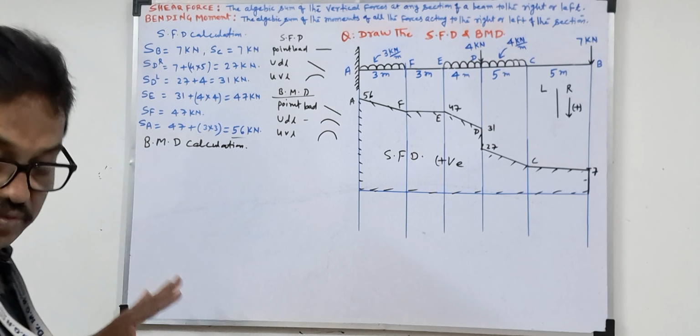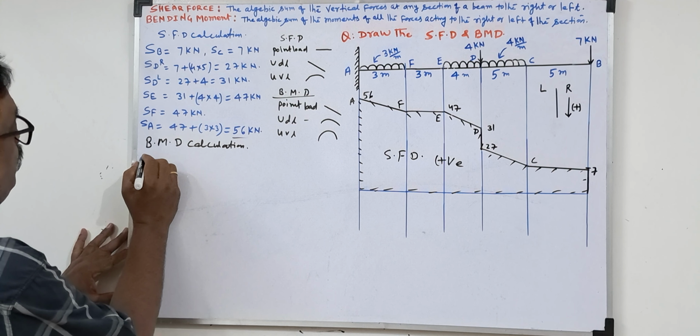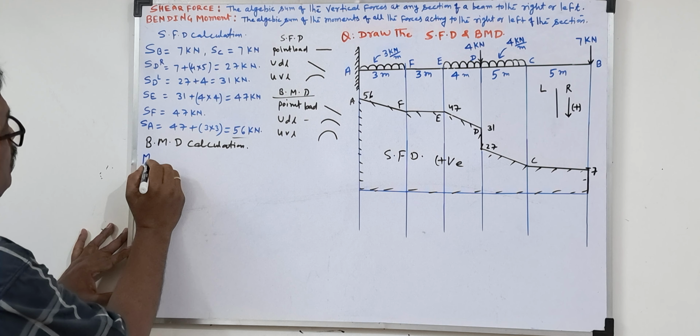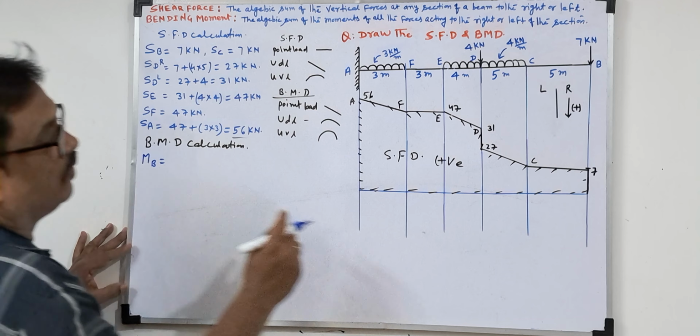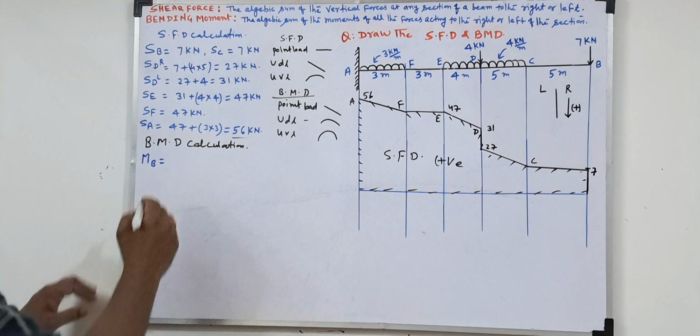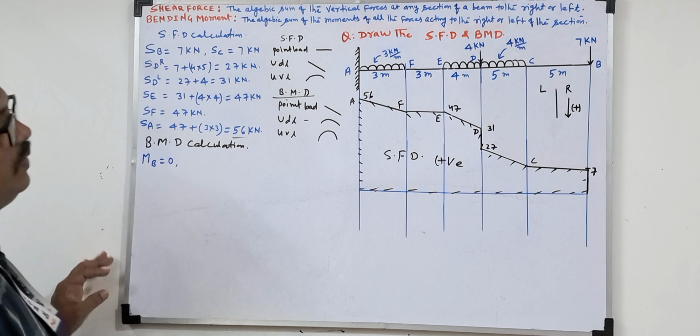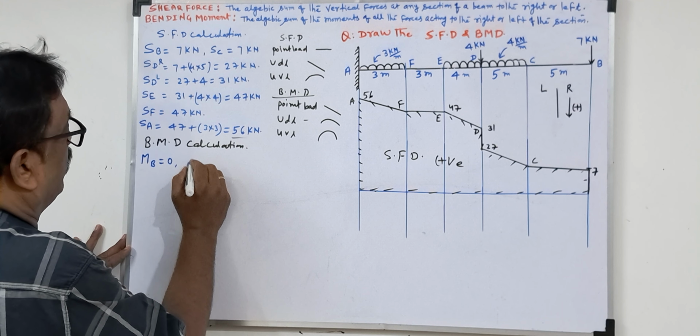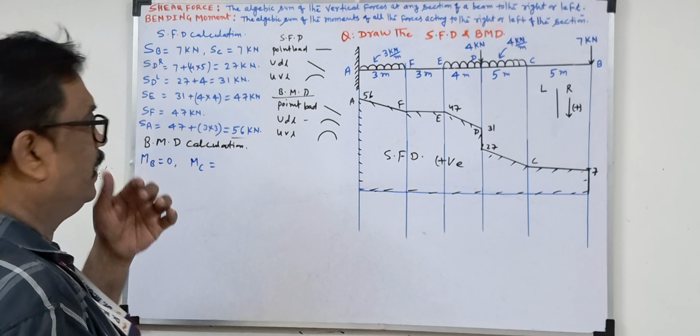We'll calculate. Okay. So see the bending moment at point B. M is the bending moment at point B. At point B, the 7 kilonewton force is passing through the same point, so the bending moment will be 0. Now if we take MC, the bending moment at point C.